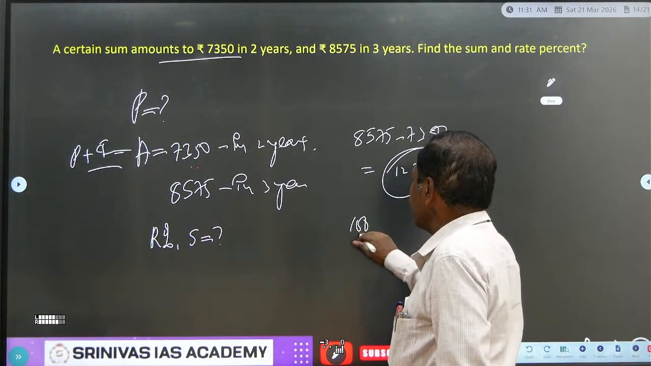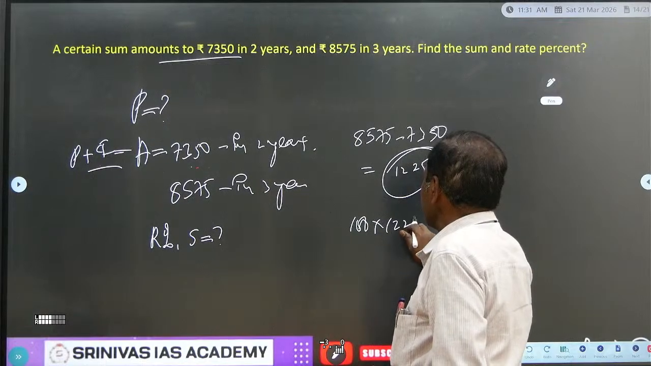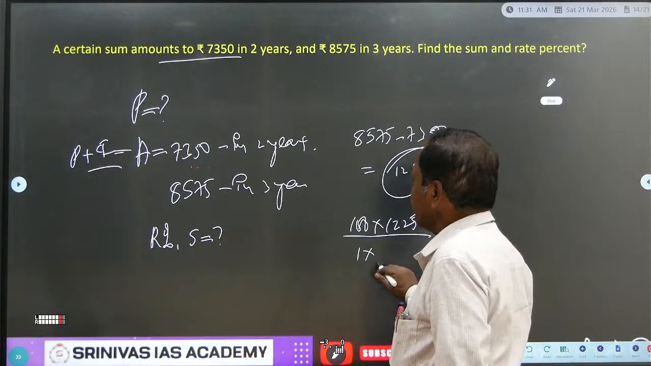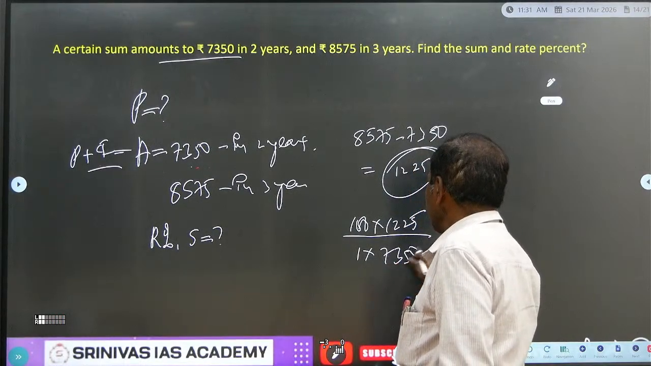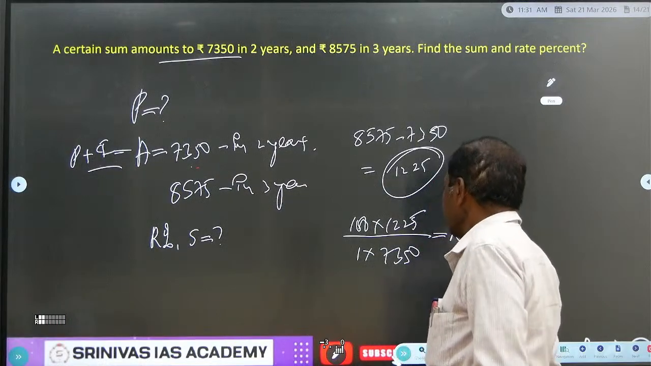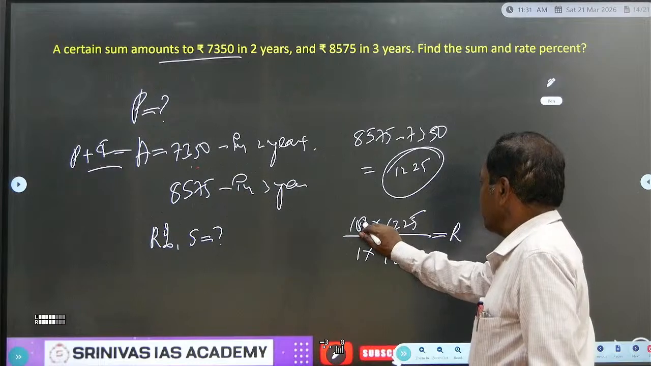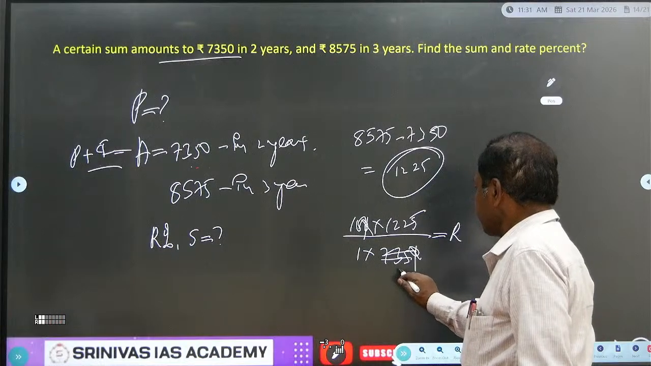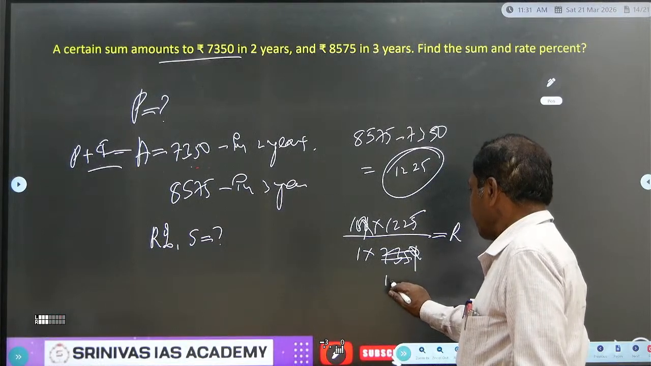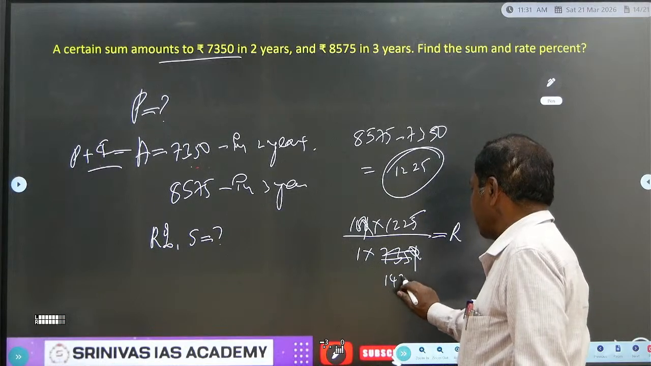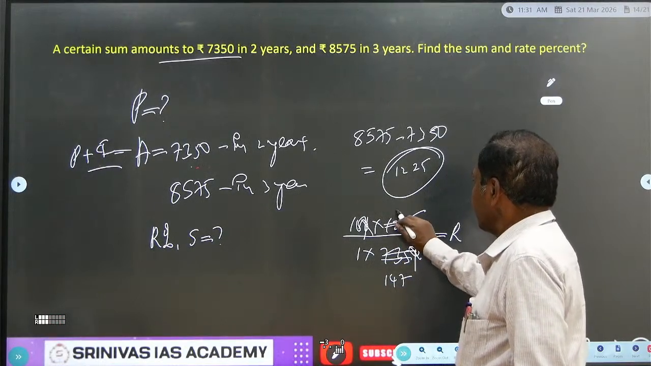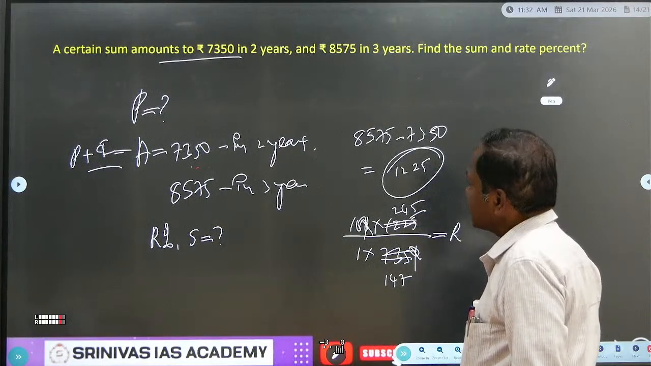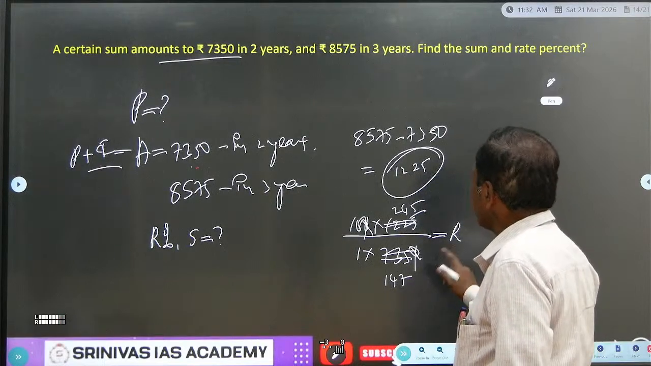What is the rate of interest? 100 into simple interest by the principal; we can take the principal as 7,350. Then you will get the rate percent. You can cancel the 0 here. 5 fours are 20, 5 sevens are 35, 147. Here you can take 5 twos are 10. Otherwise it will not get so complicated.